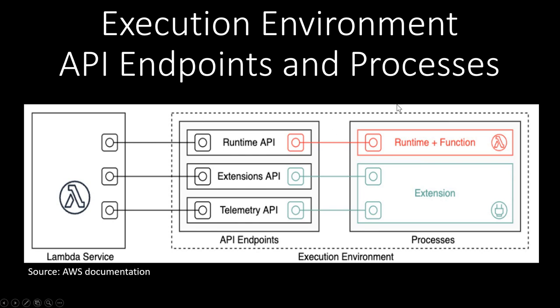Within the execution environment, the function's runtime and each external extension runs as a separate process. Here we can see inside the execution environment we have some boxes. This one box is labeled as processes. Inside the execution environment, the function's runtime and each extension associated with the function runs as a separate process. The Lambda function and the runtime share the permissions, resources, credentials and environment variables.